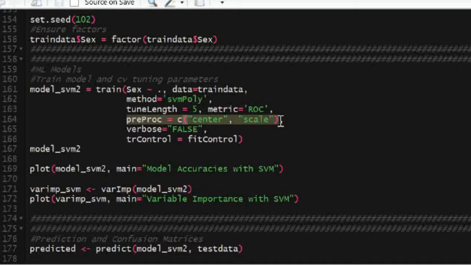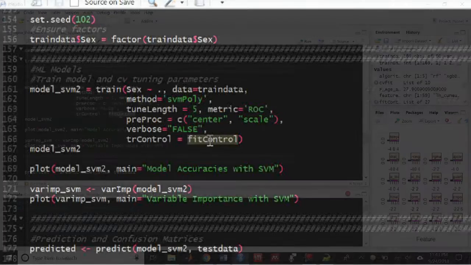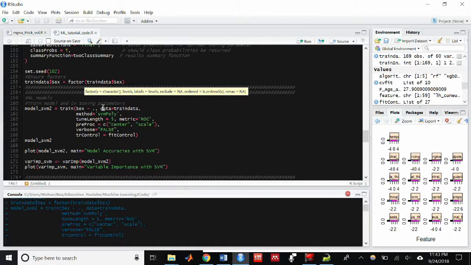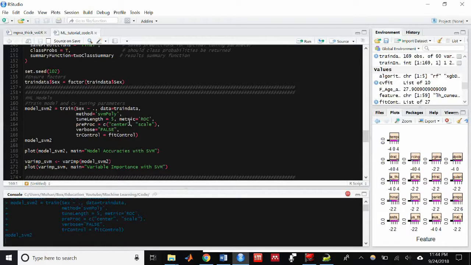So sex is going to be the variable that we're going to be predicting, and then I'm going to feed in my trained data set, and the method is going to be support vector machine polynomial kernel, and I'm going to allow a tune length of 5, which means 5 degrees of polynomials. And then the metric we're going to use to choose the best tuning parameters is going to be the ROC curve, and I'll explain what that is in a blog post.